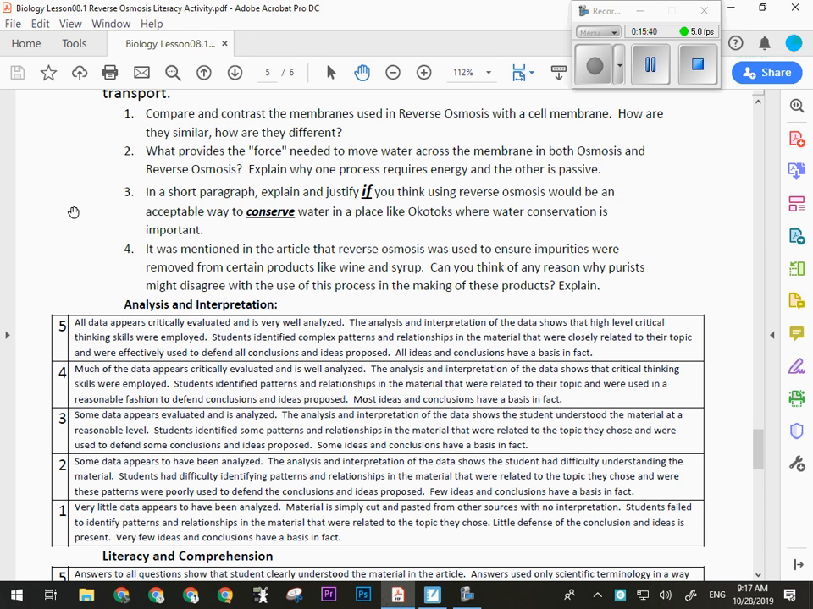Number 3 is the question people mess up most, right? That has to do with the if and the conserve part of that question. Make sure you're looking at how reverse osmosis works in terms of how much clean water is produced versus how much wastewater is produced. Okay? Things like that to look at.